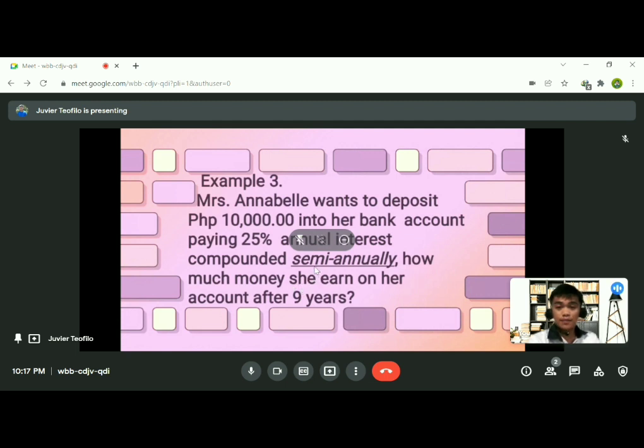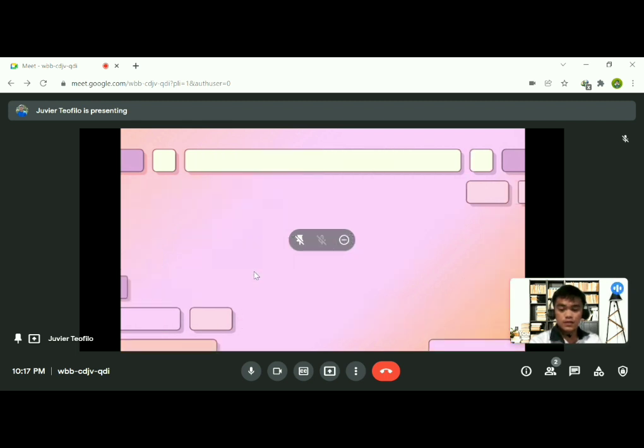Miss Annabelle wants to deposit 10,000 into her bank account, paying 25% annual interest compounded semi-annually. How much money will she have earned on her account after 9 years? Let's have the solution first. The principal is 10,000. The interest rate is 0.25. N is equal to 2 because it is semi-annually.